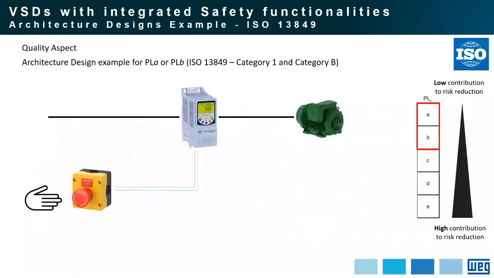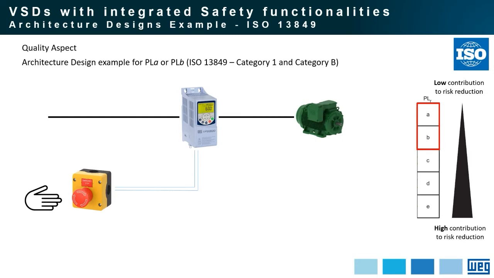Concerning the quality aspects, I will show you here some different examples of architecture design with the focus on the variable speed drive. So the first example is about performance level A and performance level B. And I use here a very simple example considering a variable speed drive controlling a motor and an external emergency push button. Okay. In case of any problem with the machine or a process, the operator must push this emergency button to stop the motor.